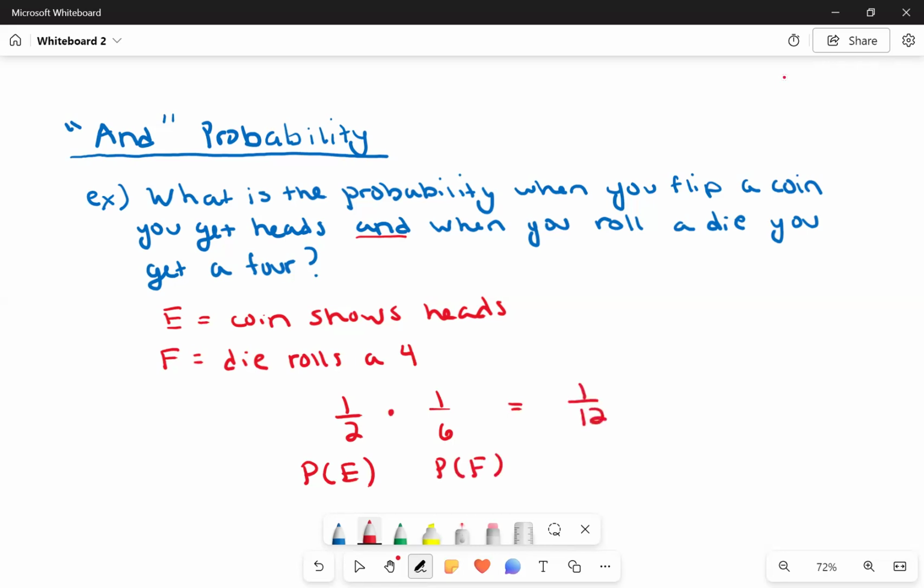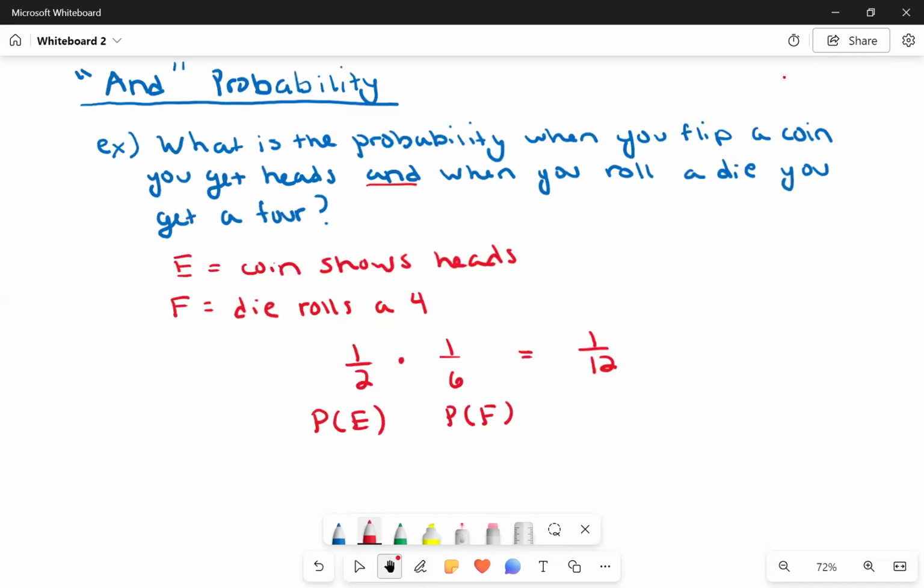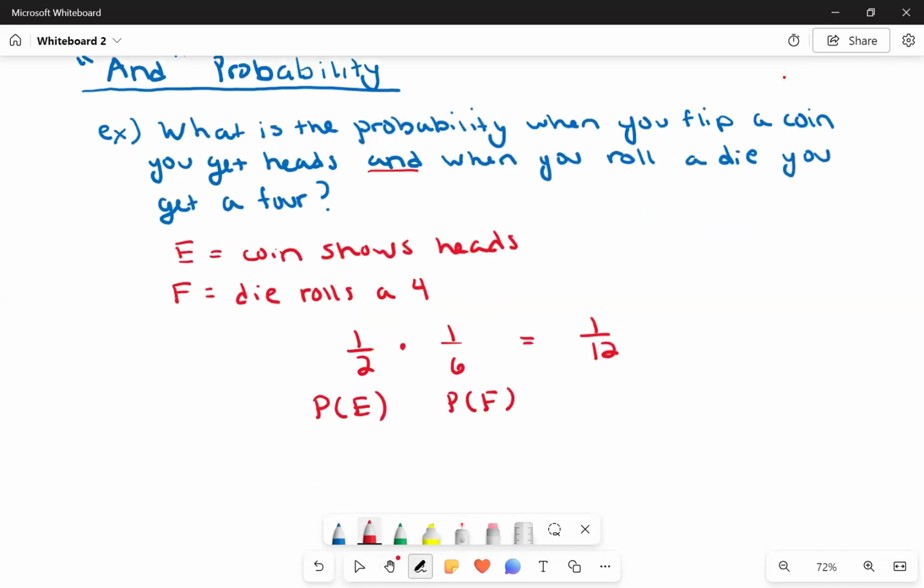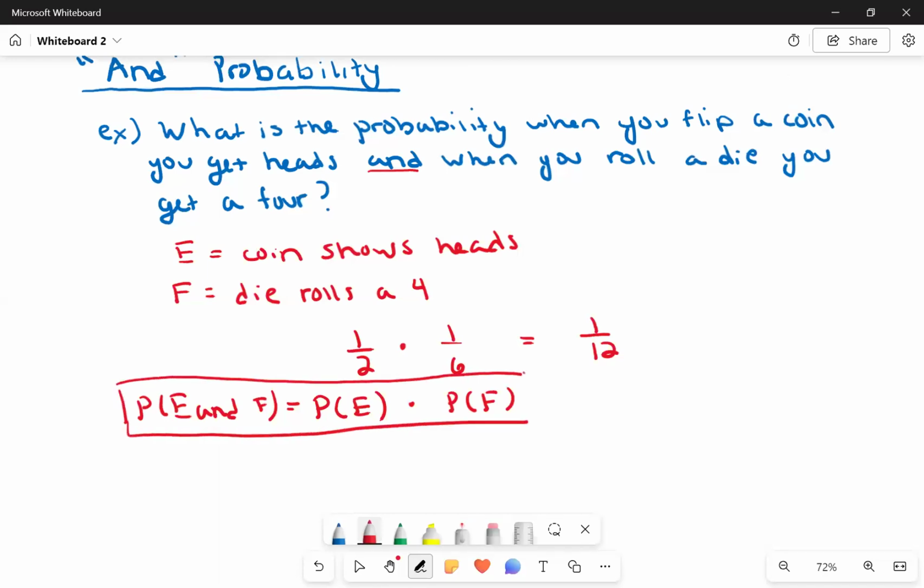That's the probability that we flip a coin, get heads, and then roll the die and get a 4. What I'm highlighting below is the formula for this scenario. The probability of E and F equals the probability of E times the probability of F. It's that basic formula we'll use when we're talking about "and" probabilities.